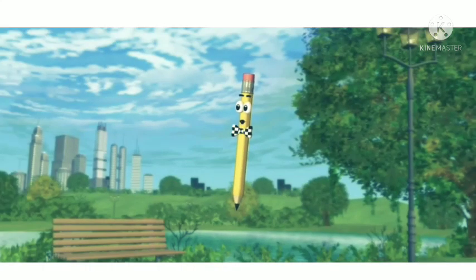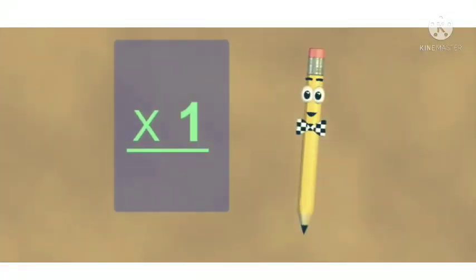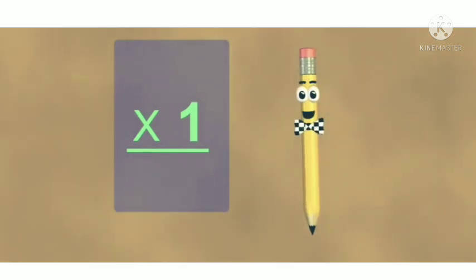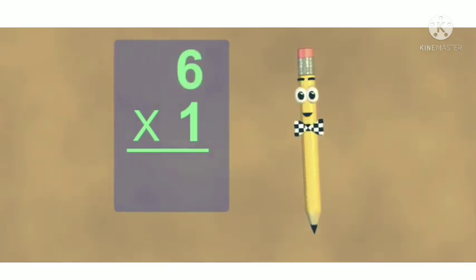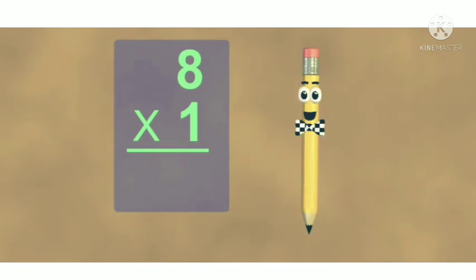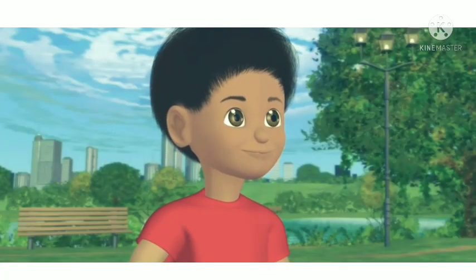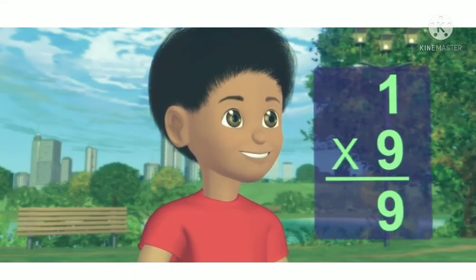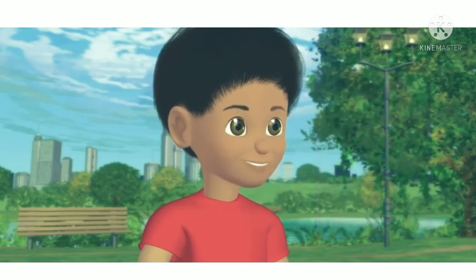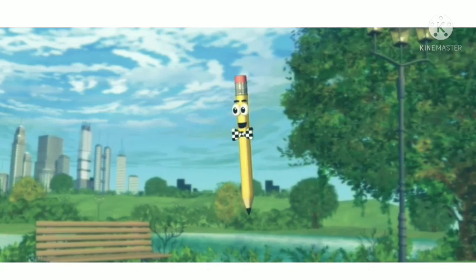Smart boy! Let me show you some other neat tricks with multiplication. When you multiply a number by 1, the answer is always that same number. 4 times 1 equals 4. 6 times 1 equals 6. 8 times 1 equals 8. 50 times 1 equals, you guessed it, 50. That's easy to understand. And since you can switch the places of the factors, I'll bet you can multiply 1 times any number and your answer will always be that number.